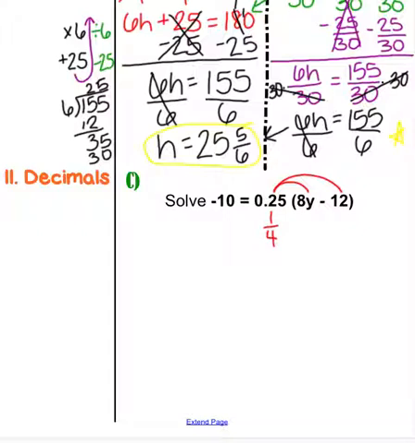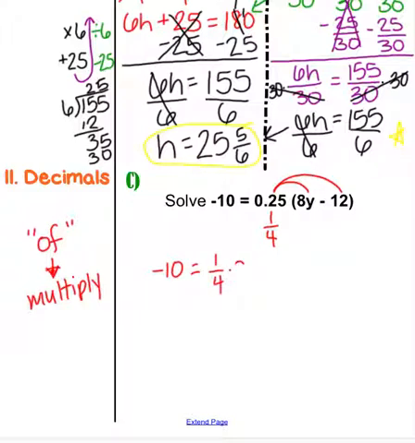Now, one thing that you should have learned in the past is that the word "of" means we want to multiply. So when I say this, I'm saying I'm going to have -10 equal to 1/4 of 8y minus 1/4 of 12. Now, whether you choose to just do it in your head or whether you choose to work it out is up to you. I'm going to put 8y over 1 and 12 over 1.